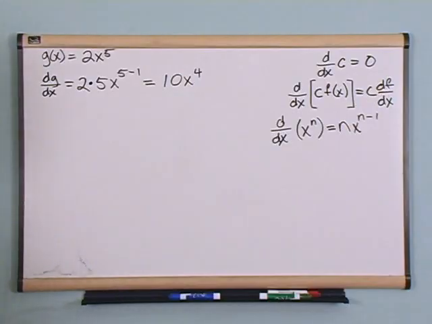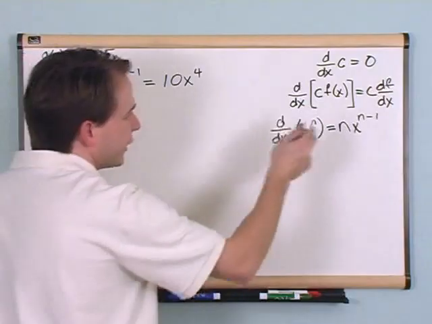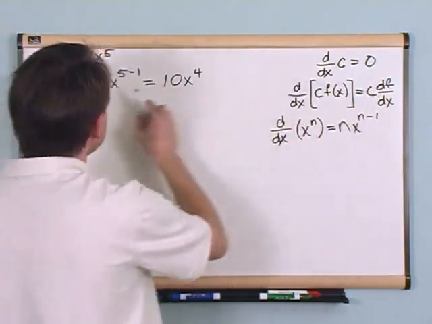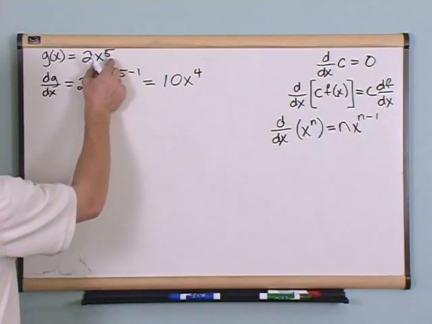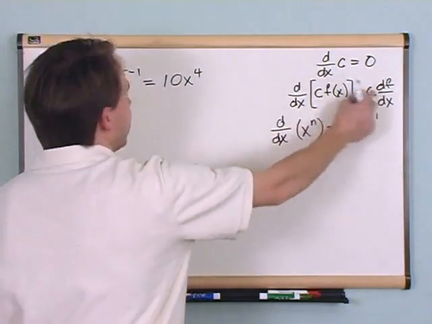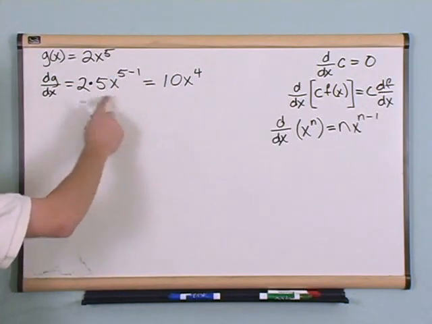The only difference between this and the previous problem is that I had a number out here. And technically, you're going to have to use this property to remember that this number just stays out there, and I'm multiplying by the derivative of this, which ends up being 5x to the 4th power. When you multiply, you get 10.